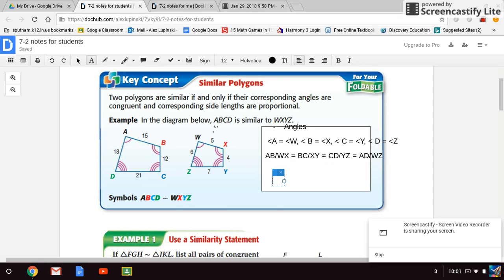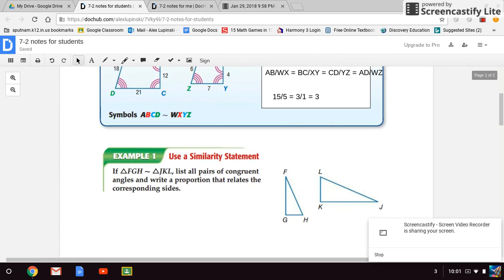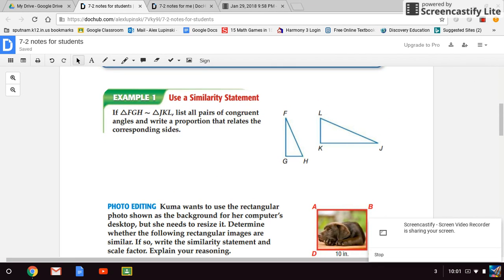So if we have AB is 15, divided by WX, which is 5, that means all the scale factors are 3 divided by 1, or just 3. So that creates a lot of fun scenarios. For instance, we have an example.